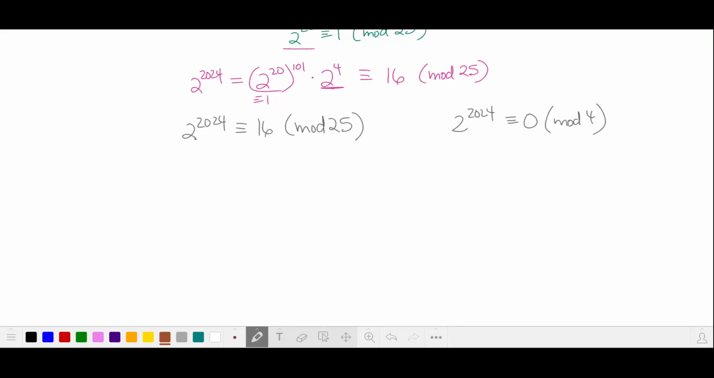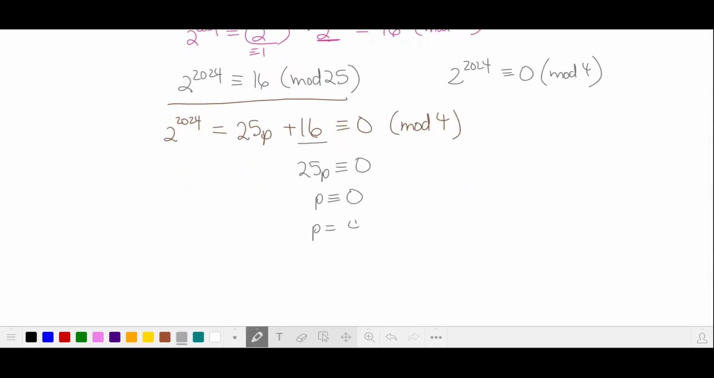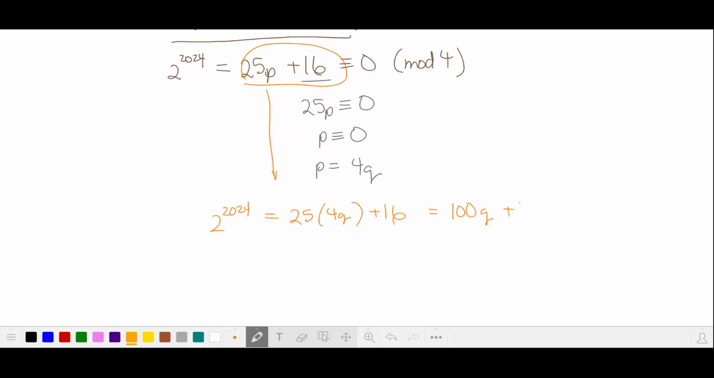Let's go back to mod 100. We can rewrite this algebraically as 16 more than a multiple of 25, and we need this to be 0 in mod 4 as well. This is a multiple of 4, so we can discard it. This gives us p is 0, which means it's a multiple of 4, and we'll plug this back in for this first expression. So 2 to the 2024 is 16 more than a multiple of 100, so that's 16 in mod 100.